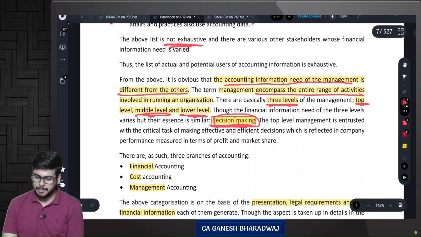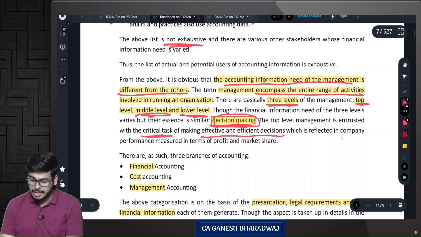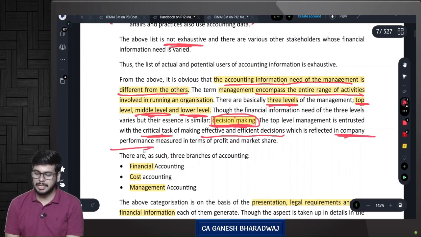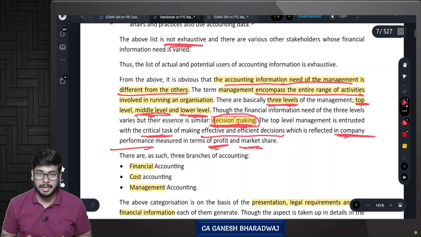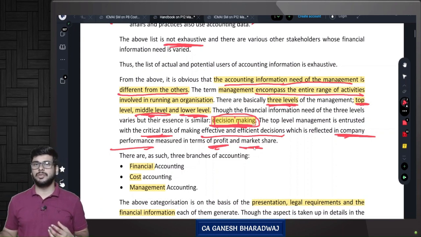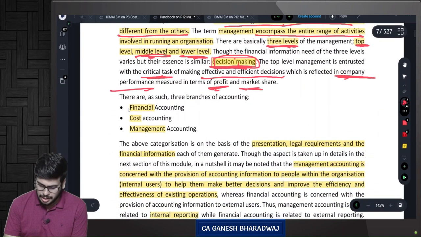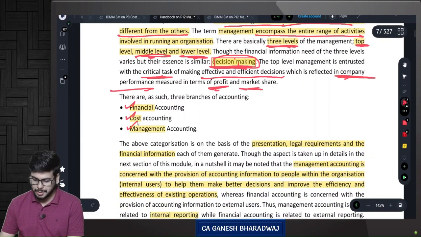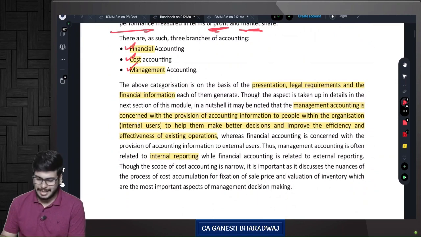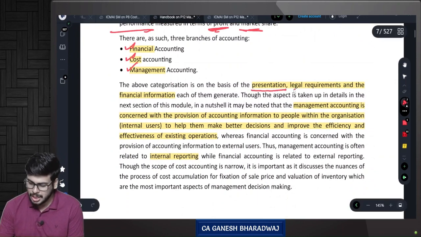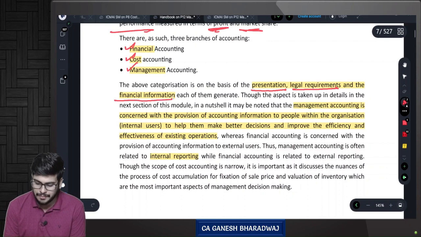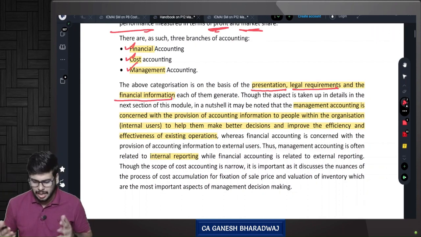The top level management is entrusted with the critical task of making effective and efficient decisions, which is reflected in the company's performance and is measured in terms of profit and market share. So that's why even our CMA Institute says behind every successful decision there is always a CMA. Are you clear? There are three branches of accounting: financial accounting, cost accounting, management accounting. And this categorization is based on the presentation, legal requirements, and financial information that is required for each of these categories of branches of accounting. Clear? That's what we saw.